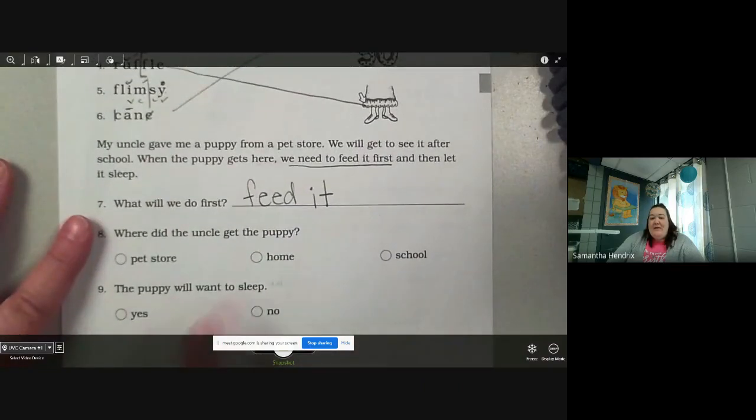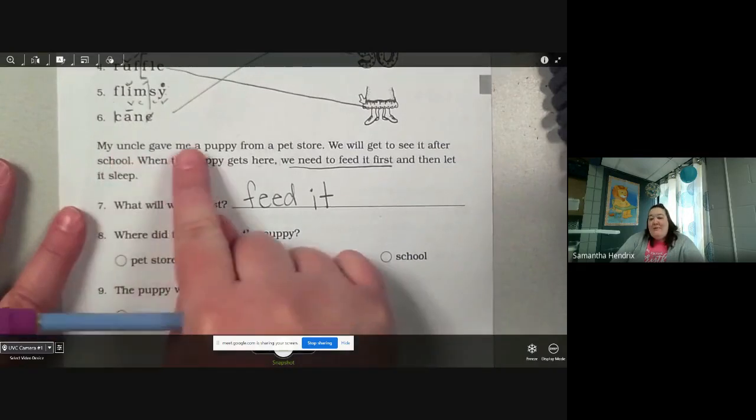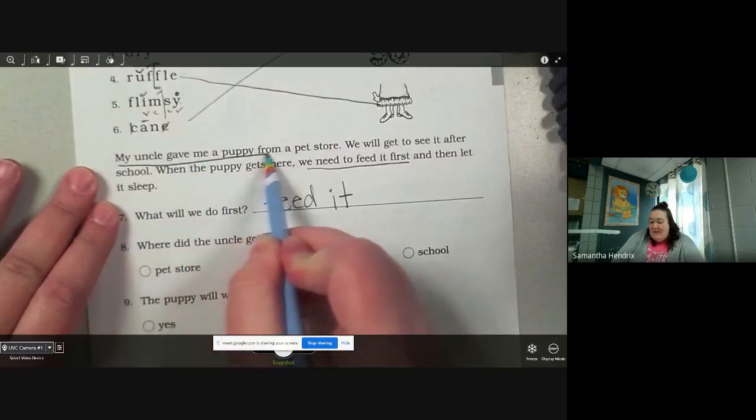Where did the uncle get the puppy? Pet store, home, or school? Look at the first sentence. My uncle gave me a puppy from a pet store. So go ahead and underline that whole sentence. You guys should be underlining.